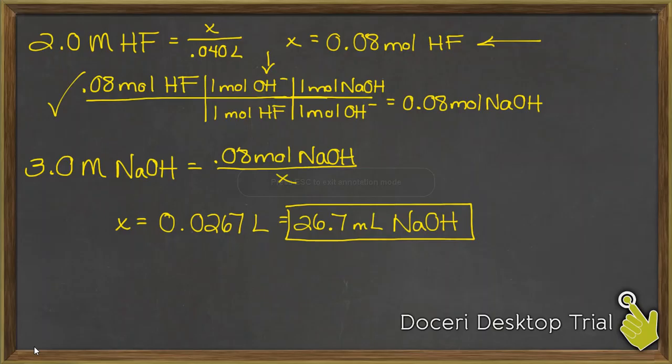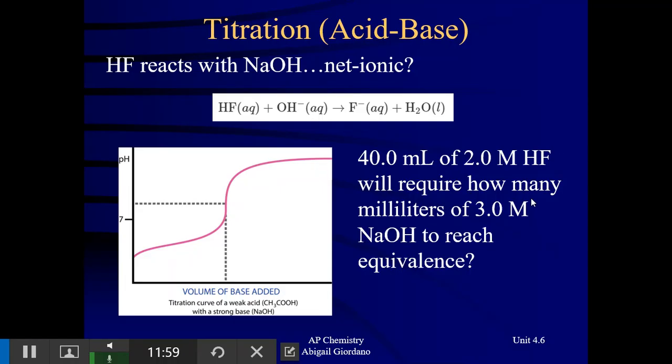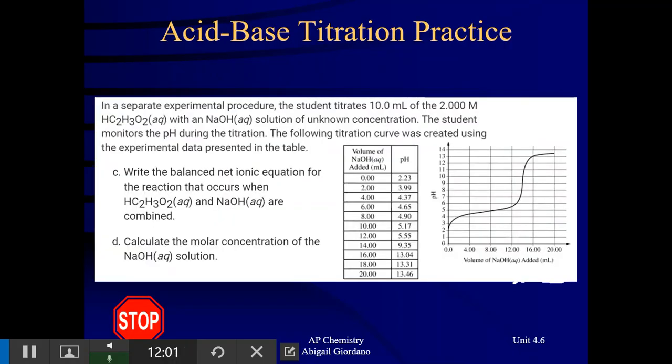And then I used the molarity of NaOH that was given to find the volume. I don't think you'd have to put it back into milliliters, but I did. So that would be the amount required to reach equivalence. Okay? So that was kind of a simple one, all right? This one is not really that much more difficult. It's just going to require a little bit more work on your part, but I want you to try this one. I'm going to introduce it to you.